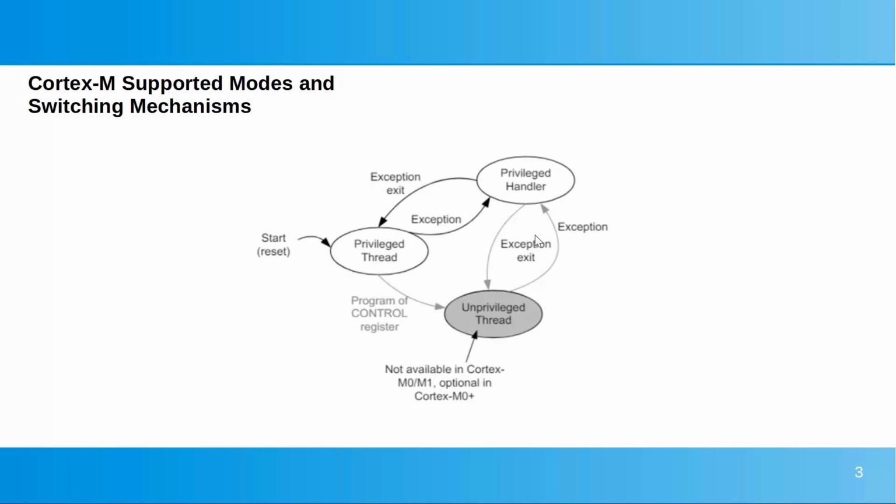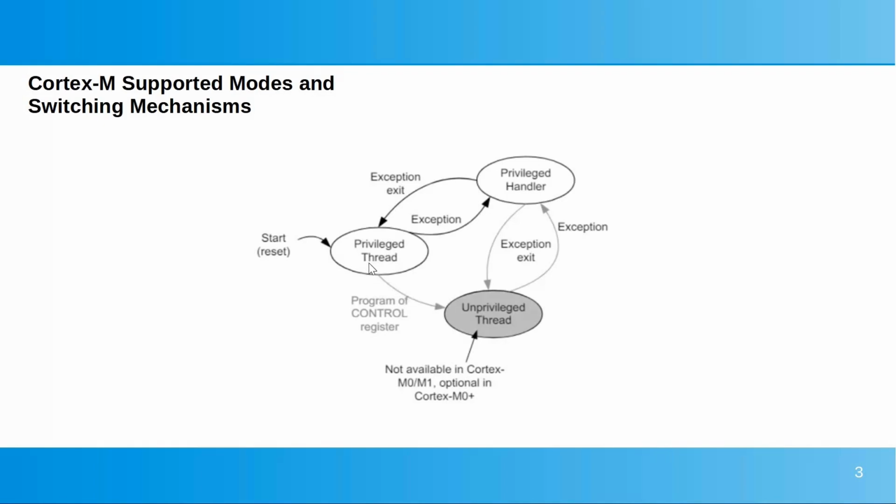The same thing in terms of switching back and forth between thread mode and handler mode is applicable for both thread privileged and thread unprivileged. Thread unprivileged is not supported by the Cortex-M0 and M1, and is optional in M0+. It means it is supported within the M3, M4, M7, M33, and so on.